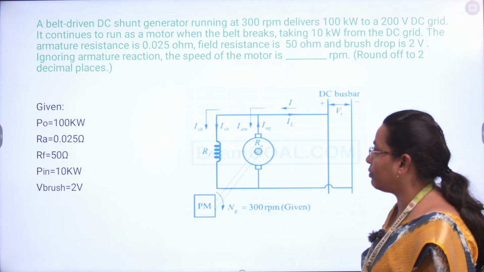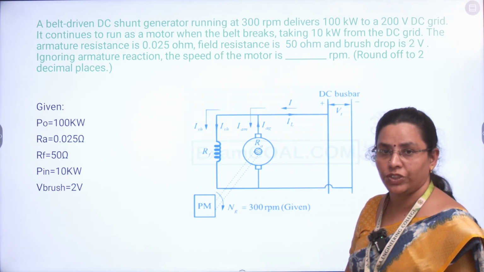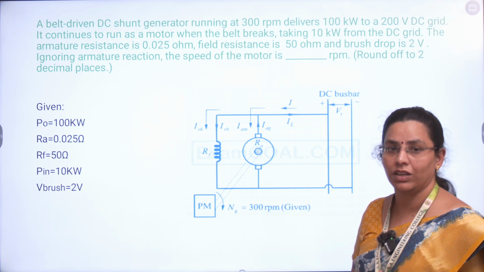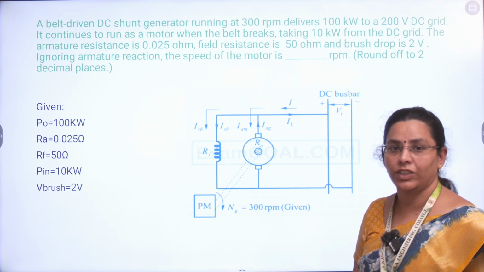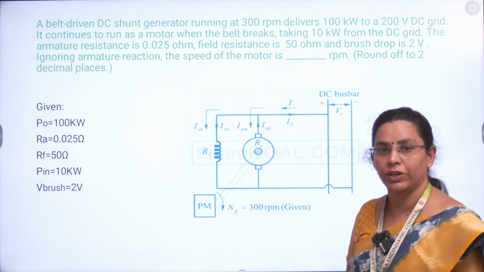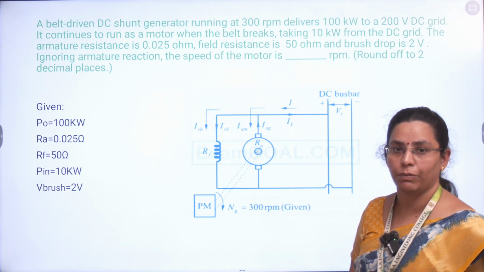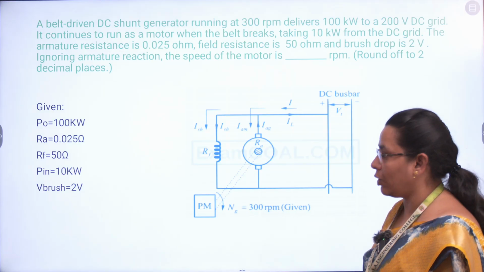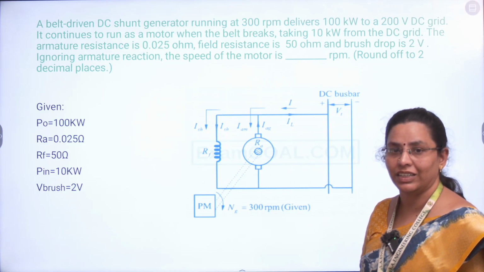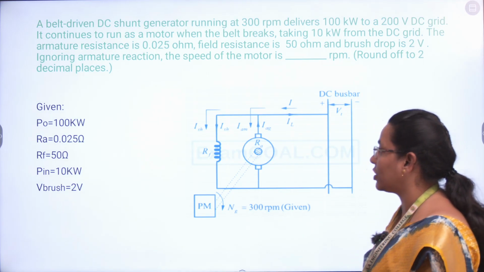So in this given problem, the machine operates under two conditions. One is generator as well as motor. So we know a DC machine can be operated in both conditions. It can be operated as a generator as well as a motor. In this problem, we are going to see how the DC machine operates under generating condition as well as motoring condition.